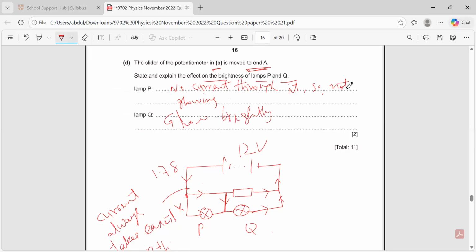It glows brightly because all the potential difference is across it. The potential difference across it is equal to how much? 12 volt. So even here you can write that across that, potential difference is equal to what? 0 volt. So that you can think about with the help of these diagrams, you can check.